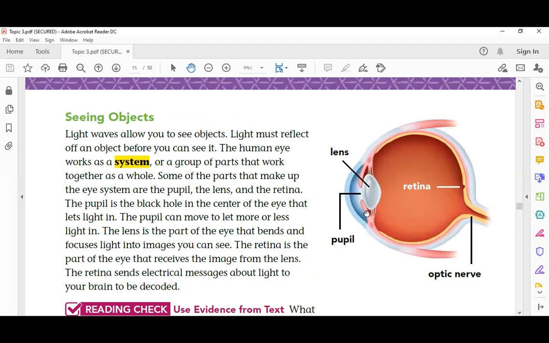Look again, this is the pupil. It is at the center of the eye. And this is the lens. And this is the retina. And this is the optic nerve. All electrical messages from the eye go through the optic nerve.